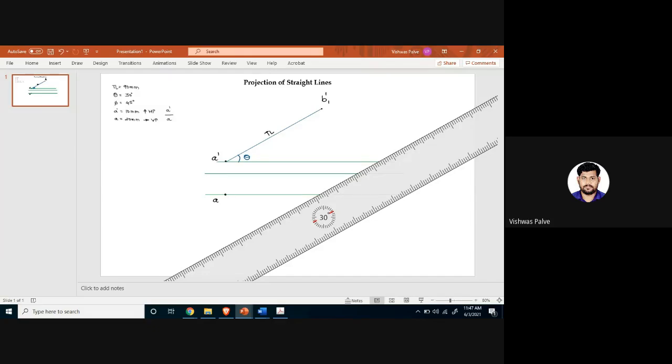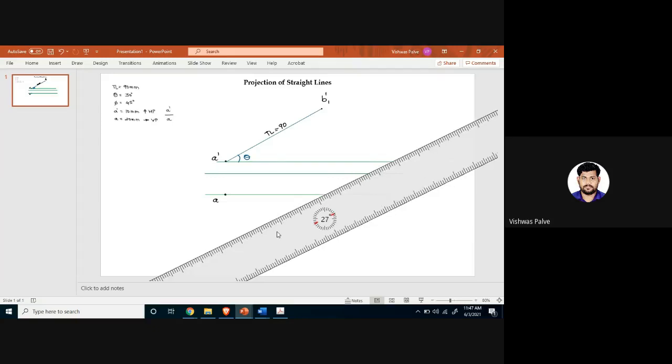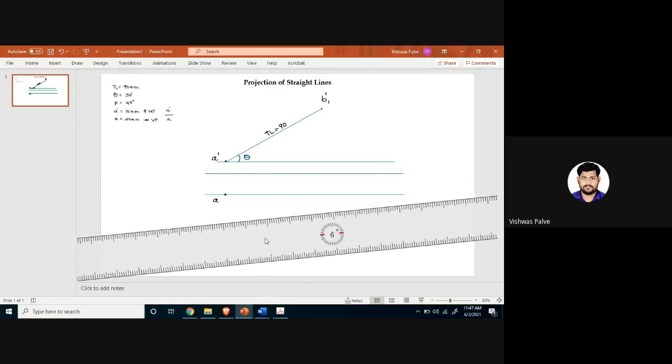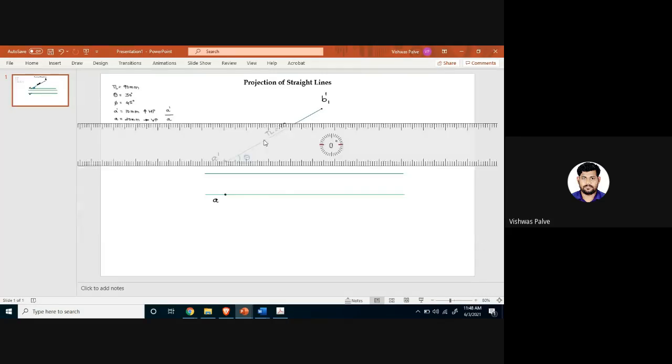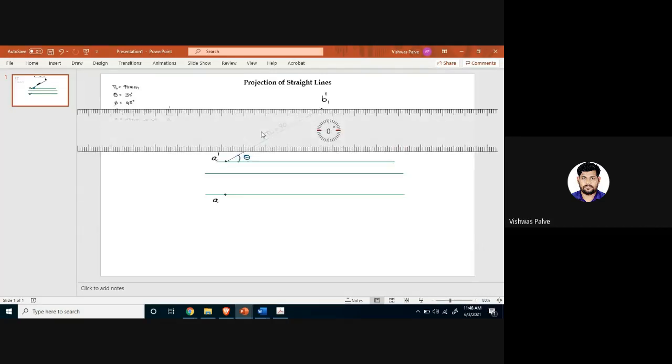Any difficulty? What we have done: I have taken a point A dash, and with reference to it I have drawn a 30-degree inclined line. The length of that line is 90 mm. So I got a point which is named B1 dash. Once you get the point B1 dash, you have to draw a horizontal line from that point.